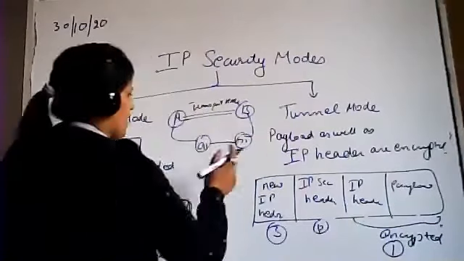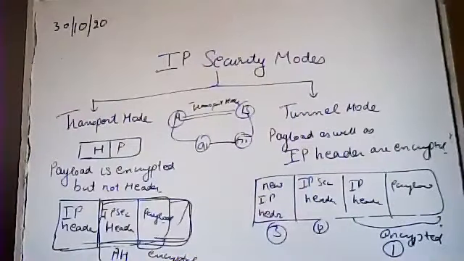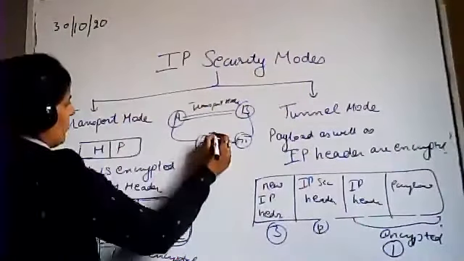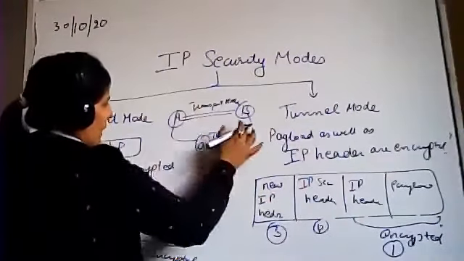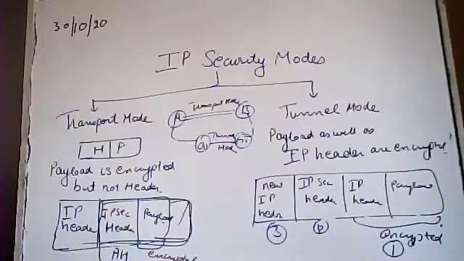So the communication is not direct but through the concept of gateways. At that time you are using the tunnel mode over here. No direct communication, it is through the help of gateways. So when we have gateway to gateway communication, at that time we are using tunnel mode.